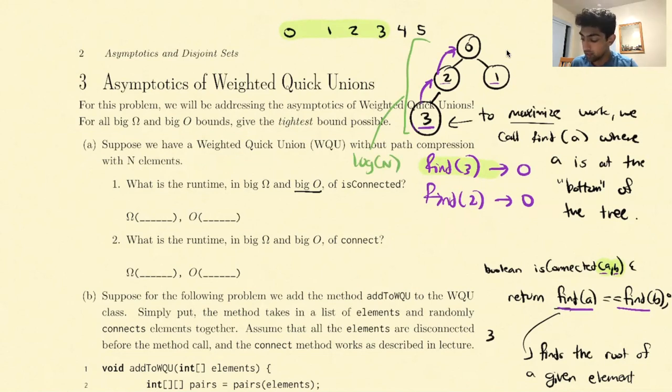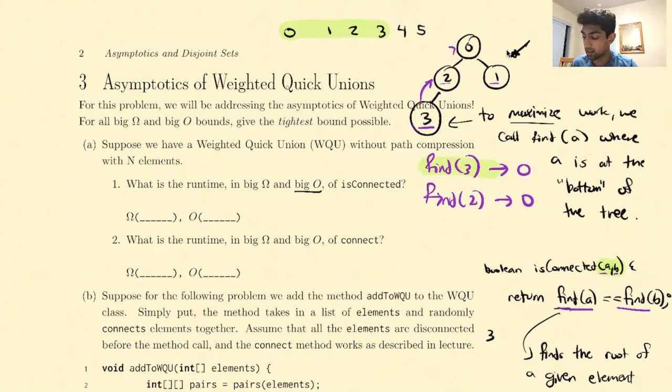In order for us to ever increase the height of this tree by 1, we have to merge it with a tree of the same size, or of the same number of elements inside it.